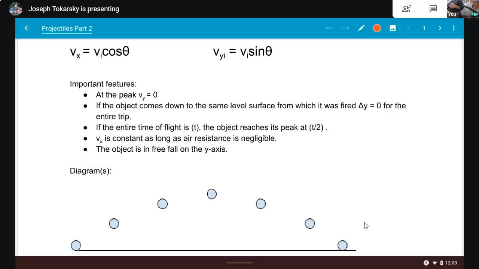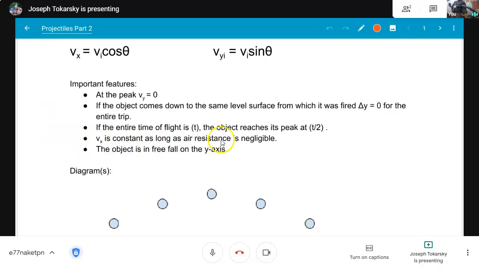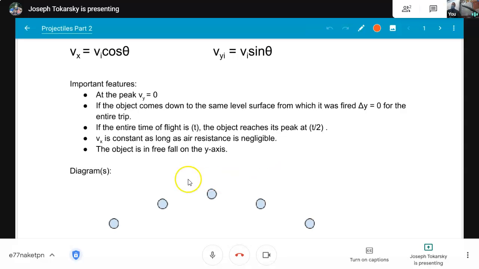All right, some symmetry stuff, still very similar to free fall. If it takes 2 seconds to reach the peak, how long is it going to take to come back down? 2 seconds, as long as we can assume it comes back down to the same level ground at which it was fired in the first place. That's the same thing we said a few weeks ago: if I throw this up and it takes 3 seconds to go straight up, it takes 3 to go down. Remember, this is free fall on this axis, so all that stuff still applies. It's nothing new there. I noted again that Vx is constant as long as the air resistance is negligible. And like we've been saying, this is in free fall on the y-axis.